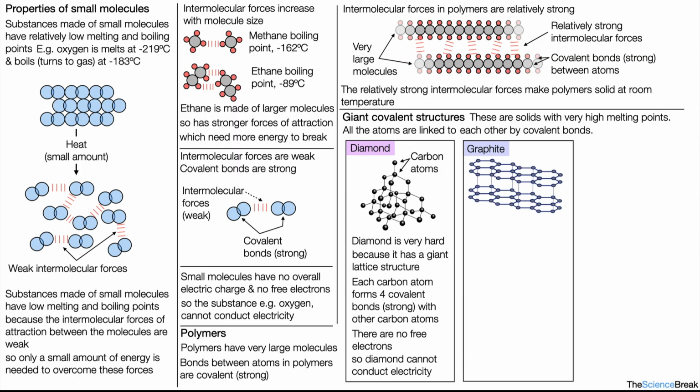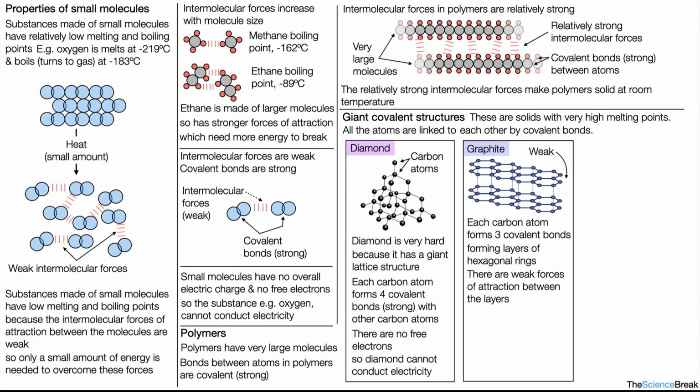This is the structure of graphite. Again, it's made of carbon atoms only, and each carbon this time forms 3 covalent bonds. This forms layers of hexagonal rings, and there are weak forces of attraction between the layers. There's the weak force of attraction labeled there.